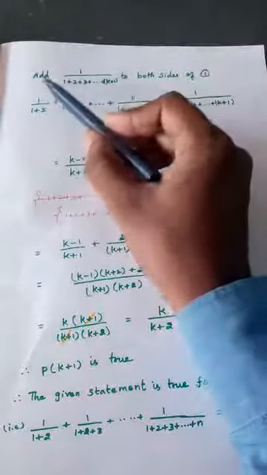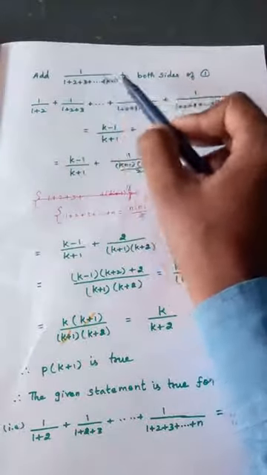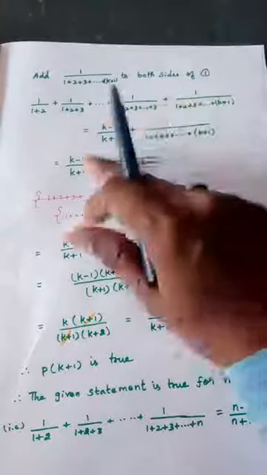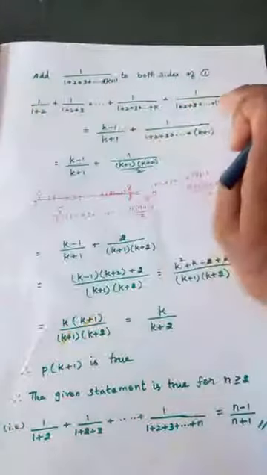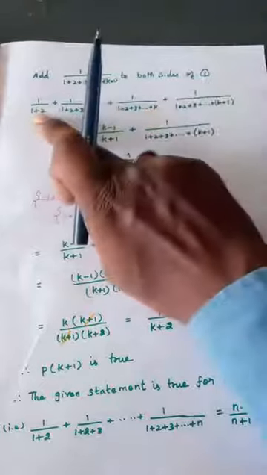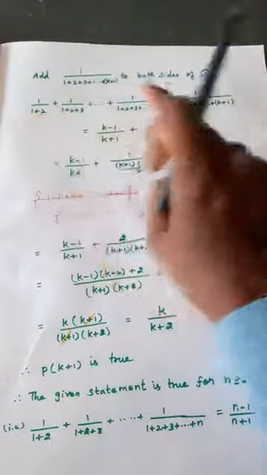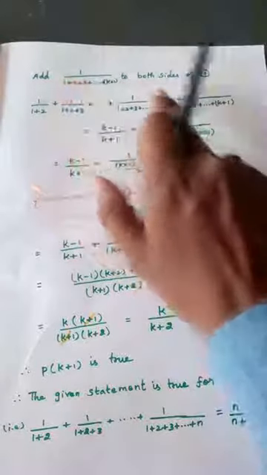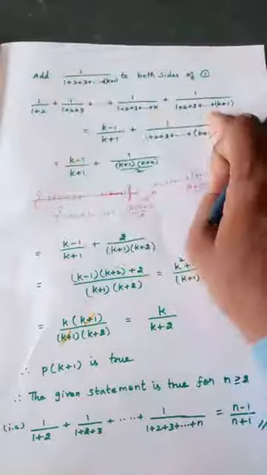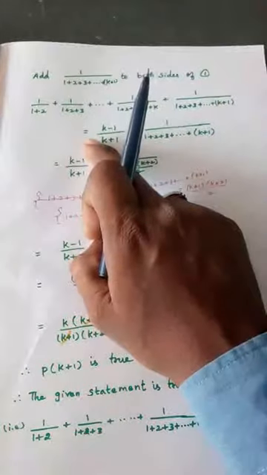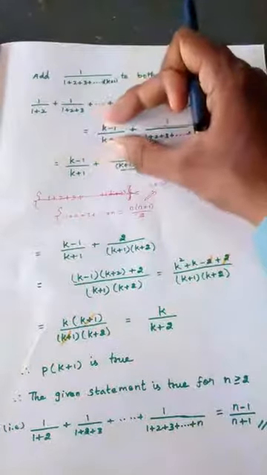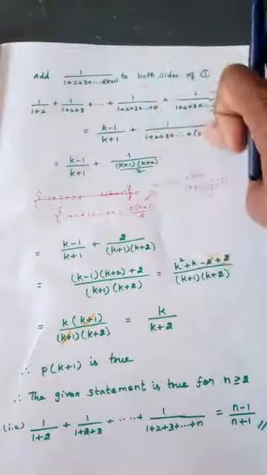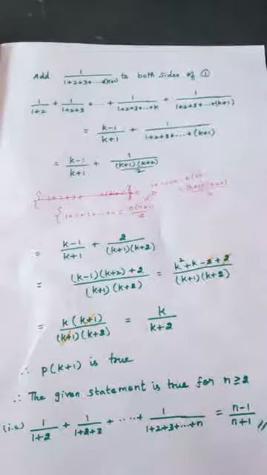Now, if you see, we are adding this term to both sides of equation number 1. From 1 by 1 plus 2 up to this is equation number 1, but we are adding this term, so plus this term. If you see the RHS of equation number 1, it is only up to this, but since we are adding, we put plus this term. I think you will understand this.